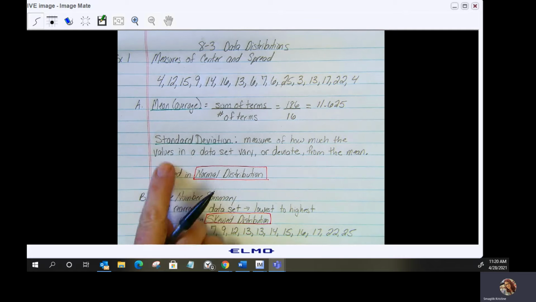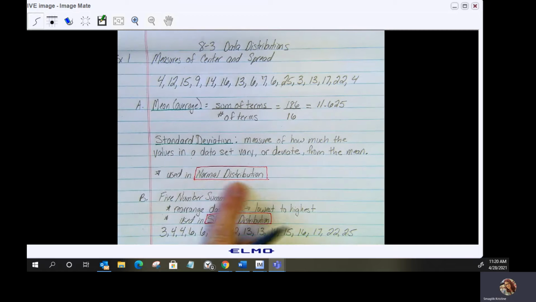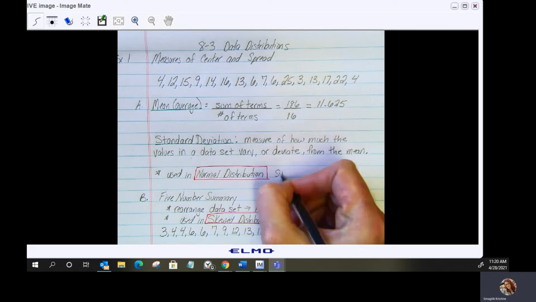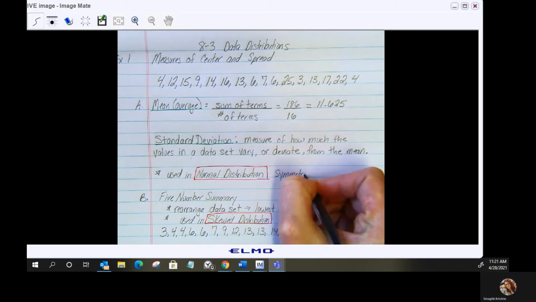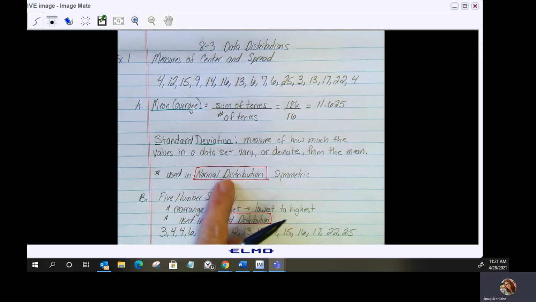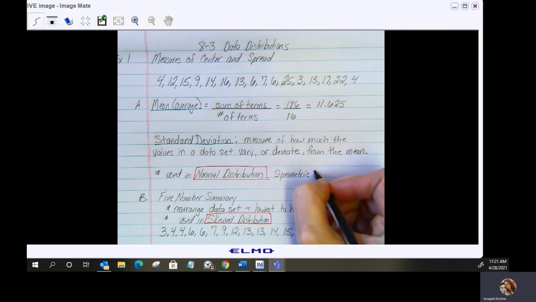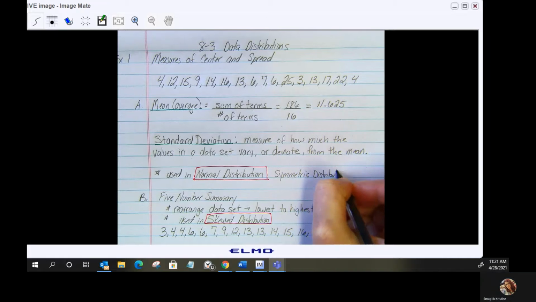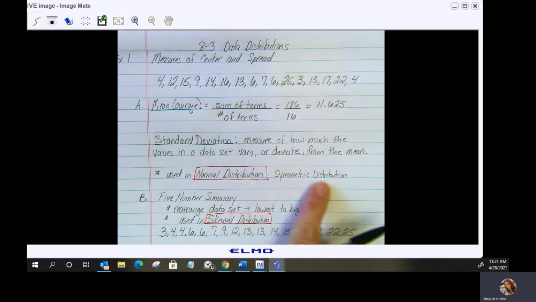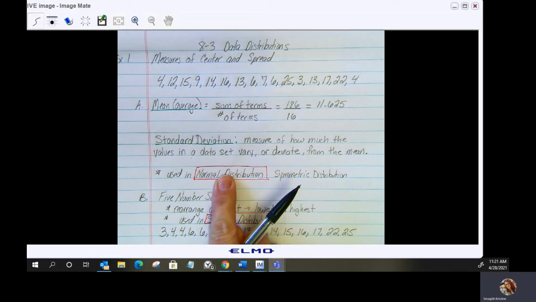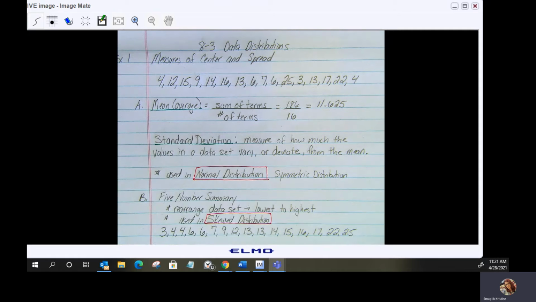This is going to come up later on. If we have a normal distribution, or we can say a symmetric distribution, which is what we mainly deal with, you would use the mean and standard deviation as your measure of center and spread. And again, we're going to be talking about that in each section as we progress.